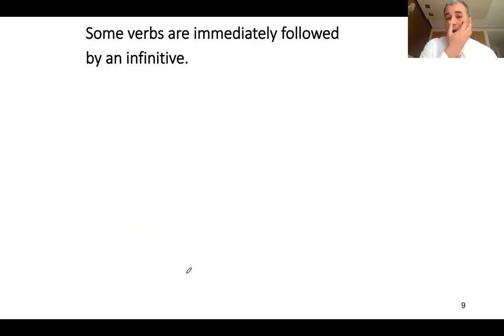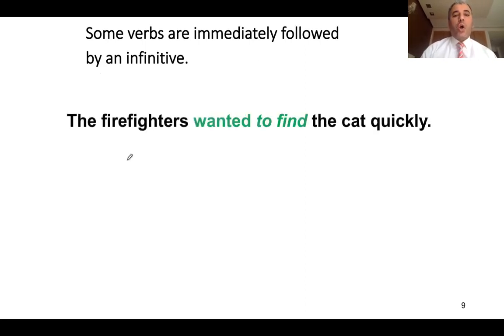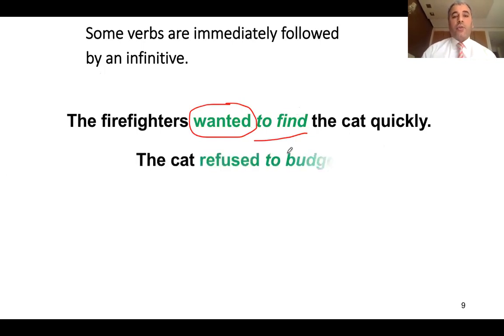Next, again, the same way we have some expressions that are followed by gerunds, there are other expressions that can be followed by an infinitive. Some verbs are immediately followed by an infinitive. Example, the firefighters wanted to find the cat quickly. So you see here, this verb is followed by an infinitive. You can't use a gerund. Next, the cat refused to budge.